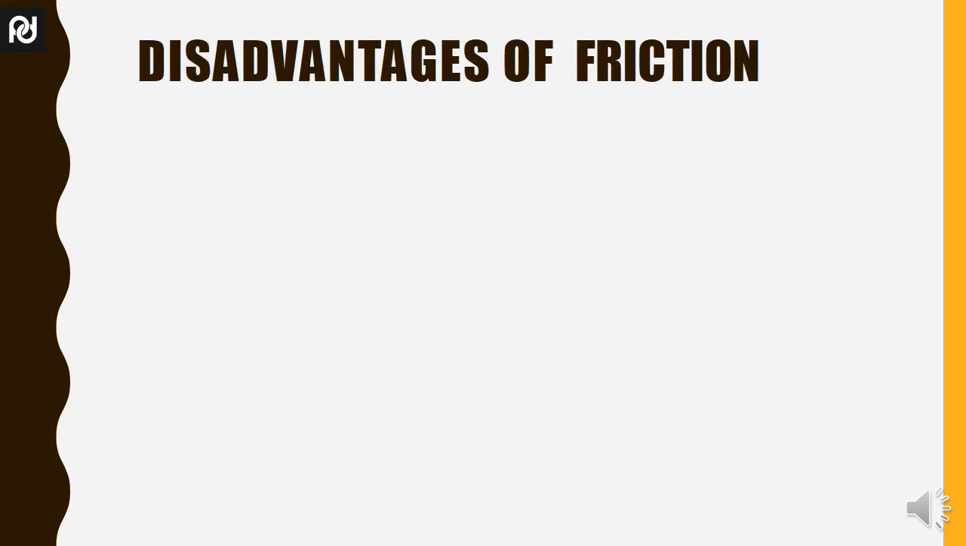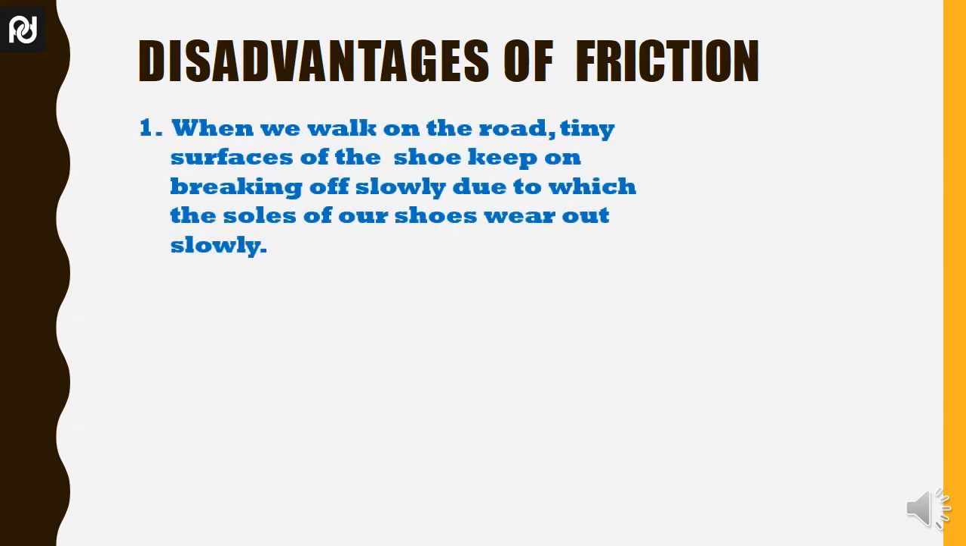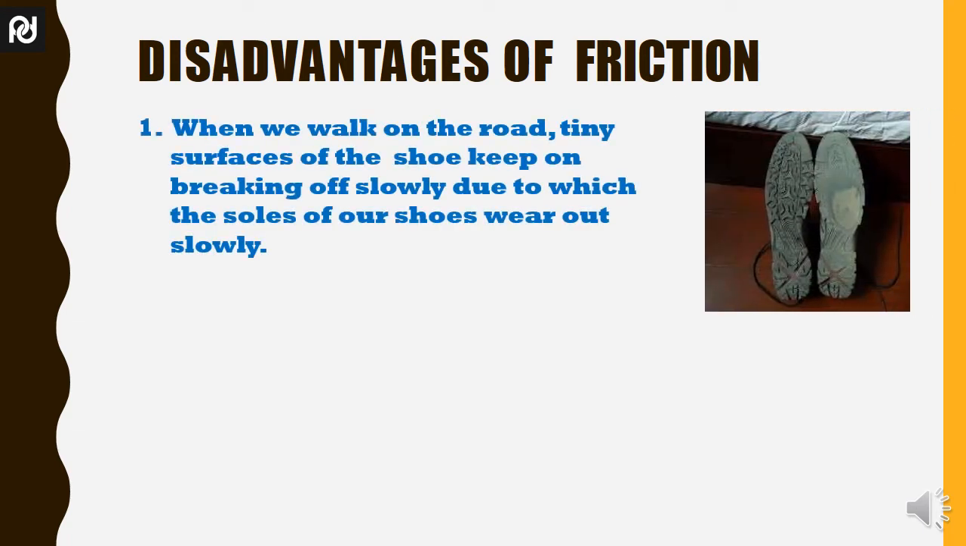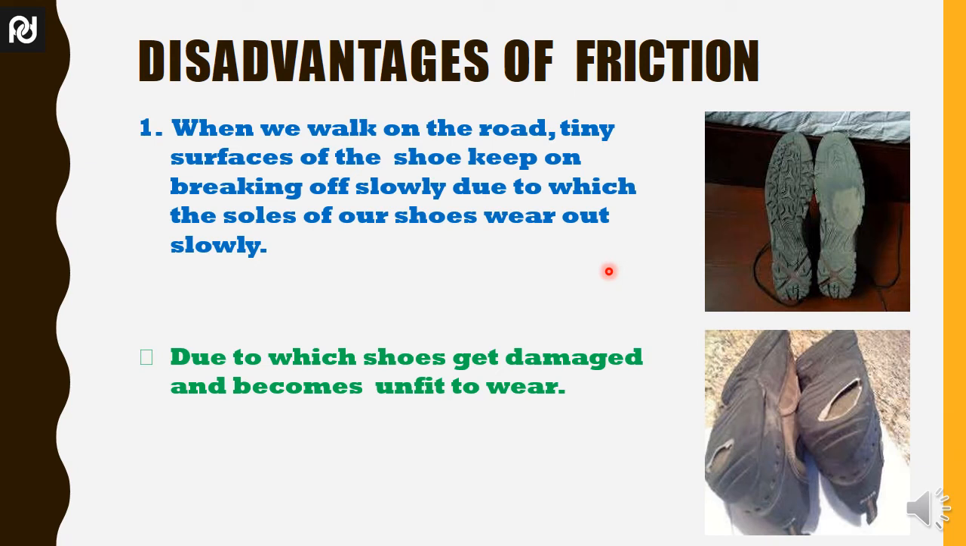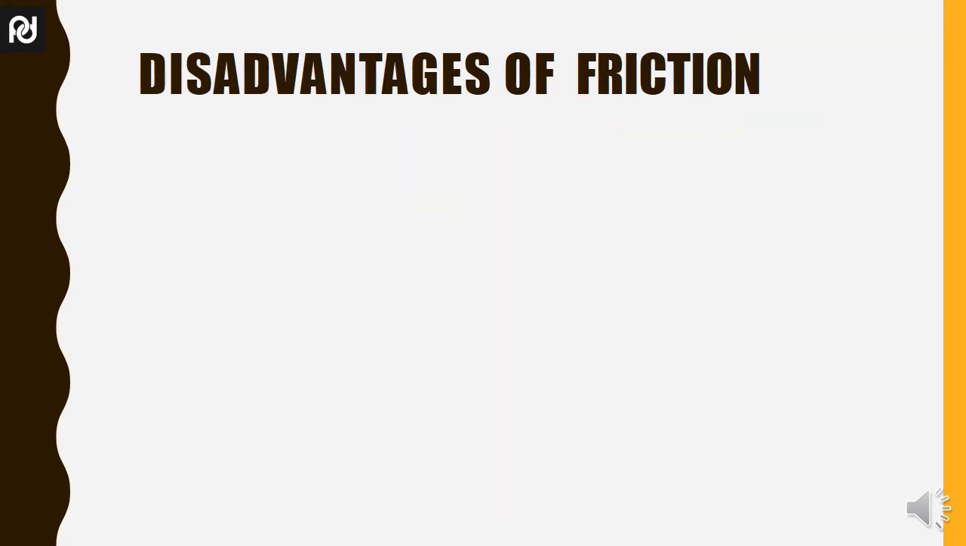And finally, disadvantages of friction. When we walk on the road, tiny surface of the shoe keeps on breaking off slowly, due to which the soles of our shoes wear out slowly. And from this type of pattern, we are achieving something like the right hand side shoe which is shown, due to which shoes gets damaged and becomes unfit to wear. These are the wear and tear you might have observed, which is taking place due to the friction.